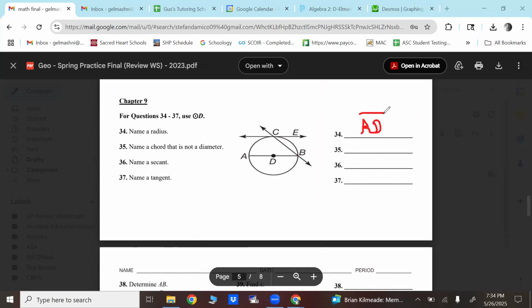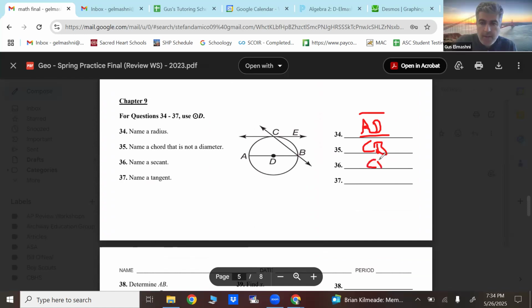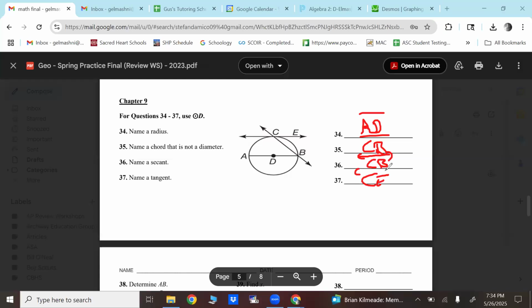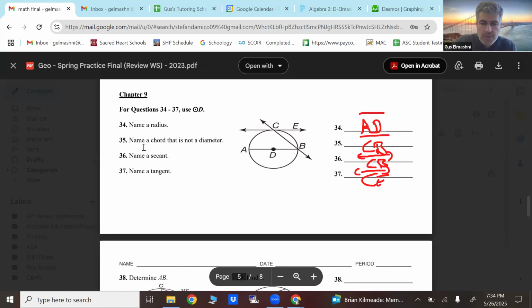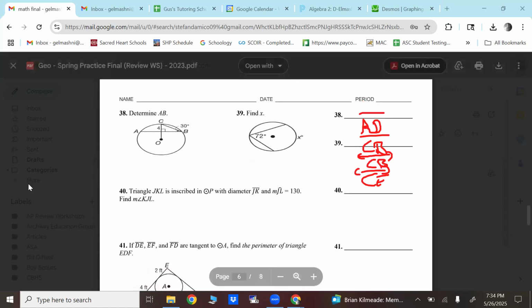And then C and B is the chord. And then a secant. A secant is C and E. You use CB again, but do a line like that. C would be your tangent, because a tangent touches the circle just once. All right, 39 is pretty easy.